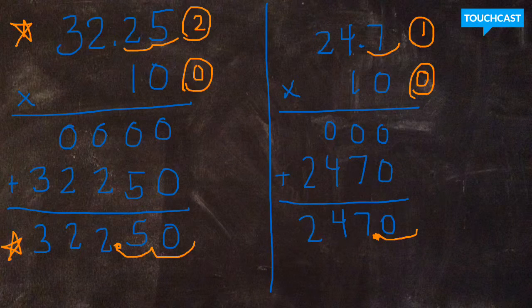What seems to be happening to the decimal place when we are multiplying by a power of 10? We're going to take a second, friends, and pause the video, and I want you to think about what you seem to see happening to the decimal places. I want you to consider the original numbers that we started with, 32.25 and 24.7, and look at what we got in our final answers, 322.5 and 247.